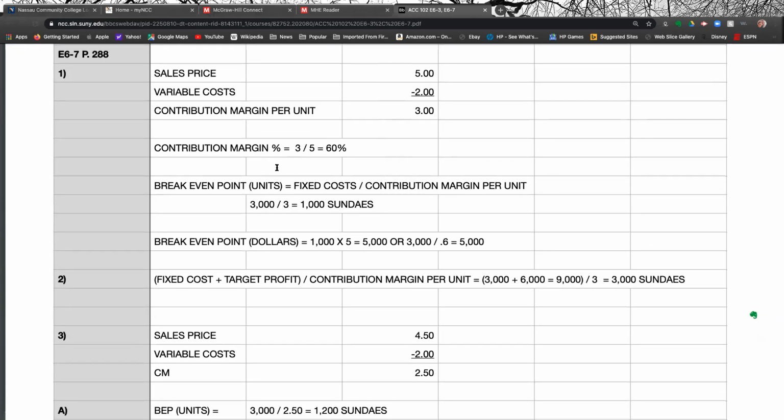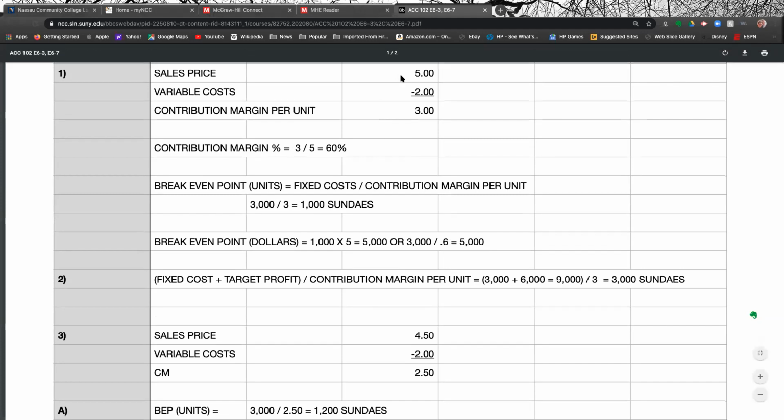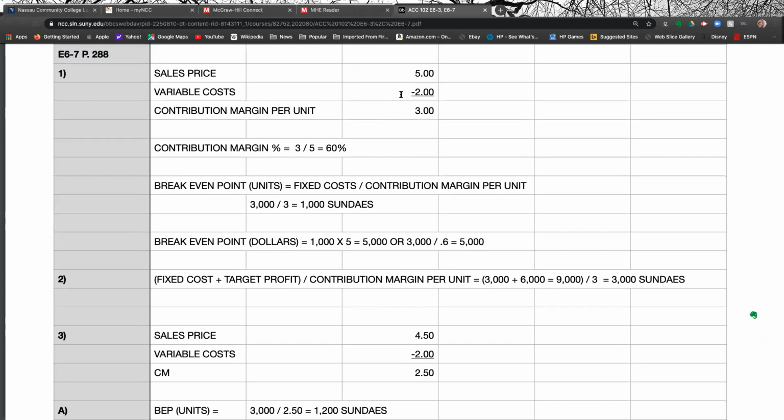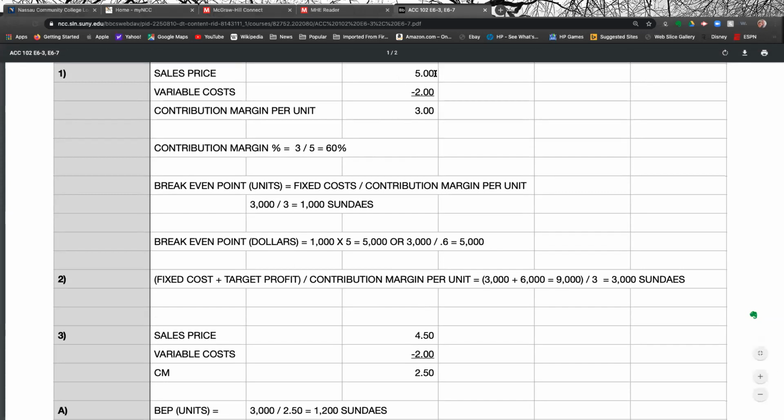All right, so here we go. The selling price is $5 a sundae, and the variable cost is $2, right? When we add the three variable costs together, it came out to $2. $5 minus $2 is $3. Contribution margin is $3 a unit. And if I wanted to calculate that contribution margin ratio, I take the contribution margin and put it over the selling price. So $3 over $5 is 60%.